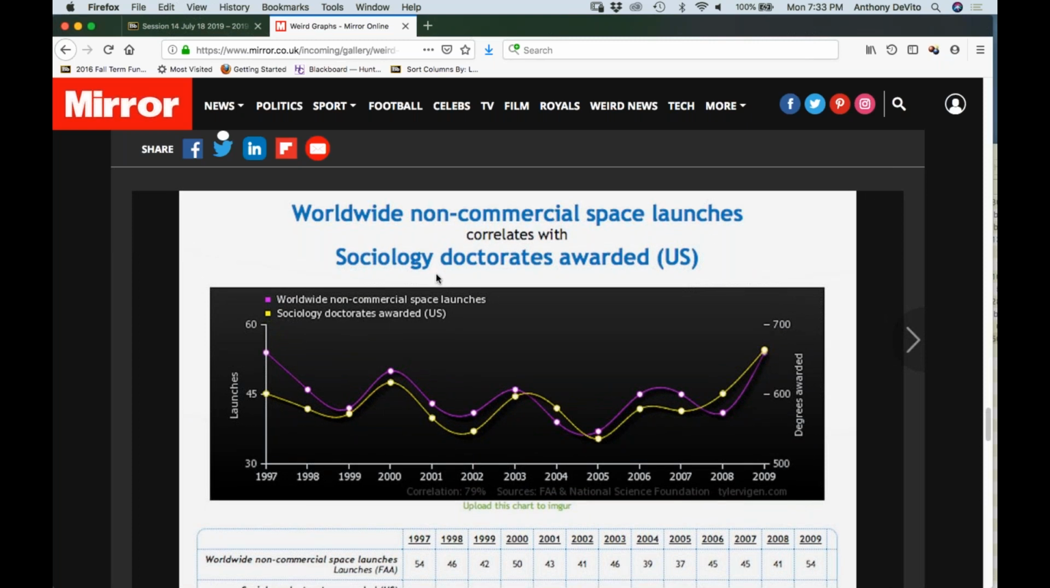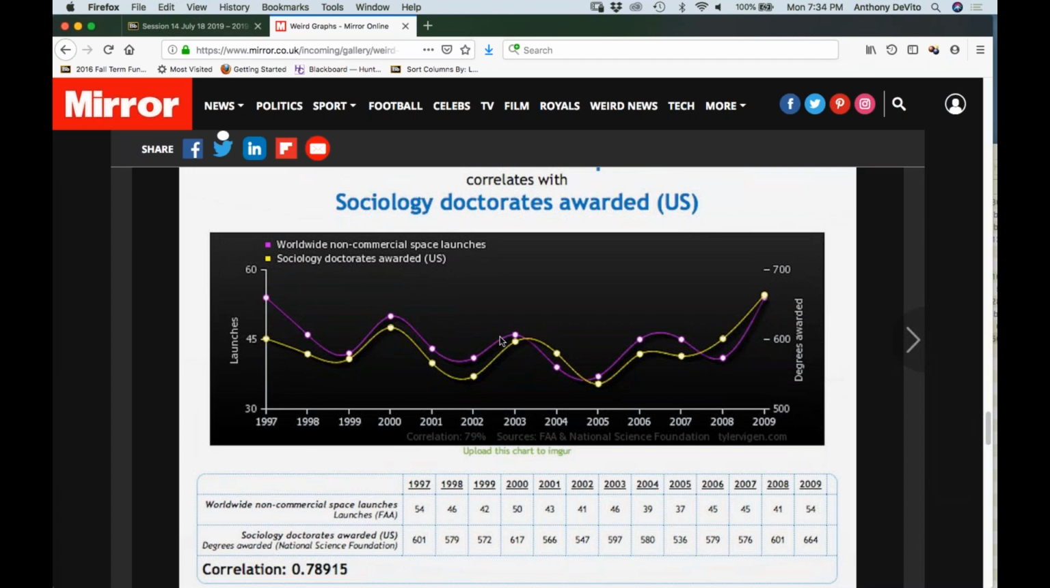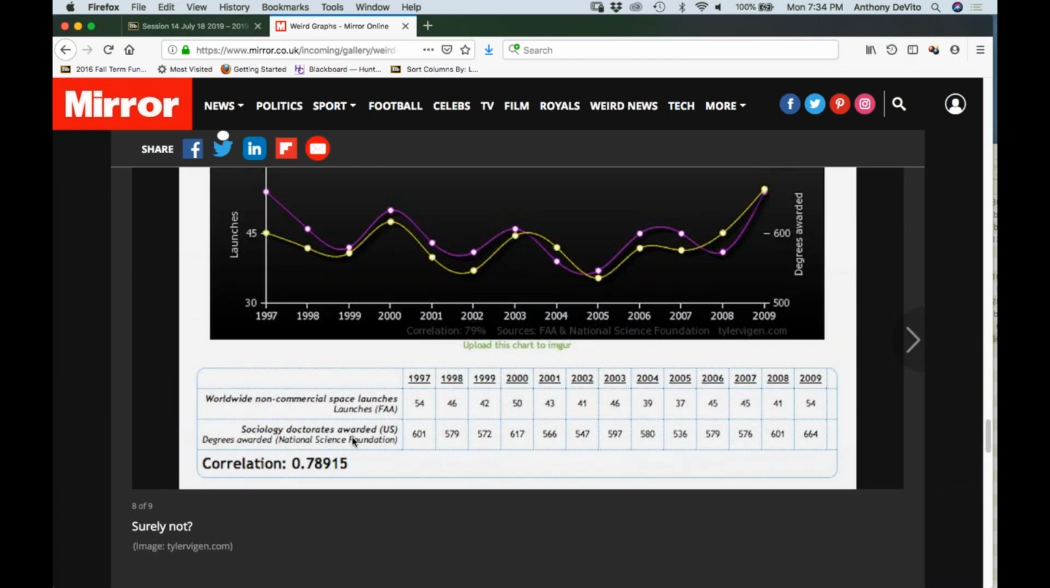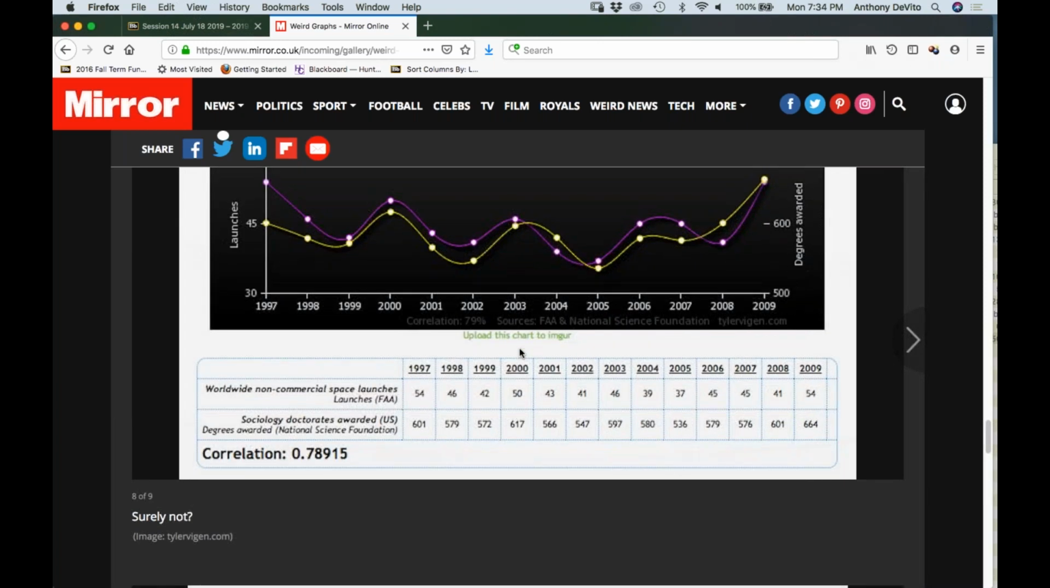Worldwide non-commercial space launches and sociology doctorates. We're getting a lot of launches here. So for those of you that are looking for a sociology doctorate, in the next couple of years, you're in luck because there's a lot of space activity, so they're going to be awarding a lot of doctorates, I guess. And again, it's not quite as strong, but it's a pretty strong correlation as well.